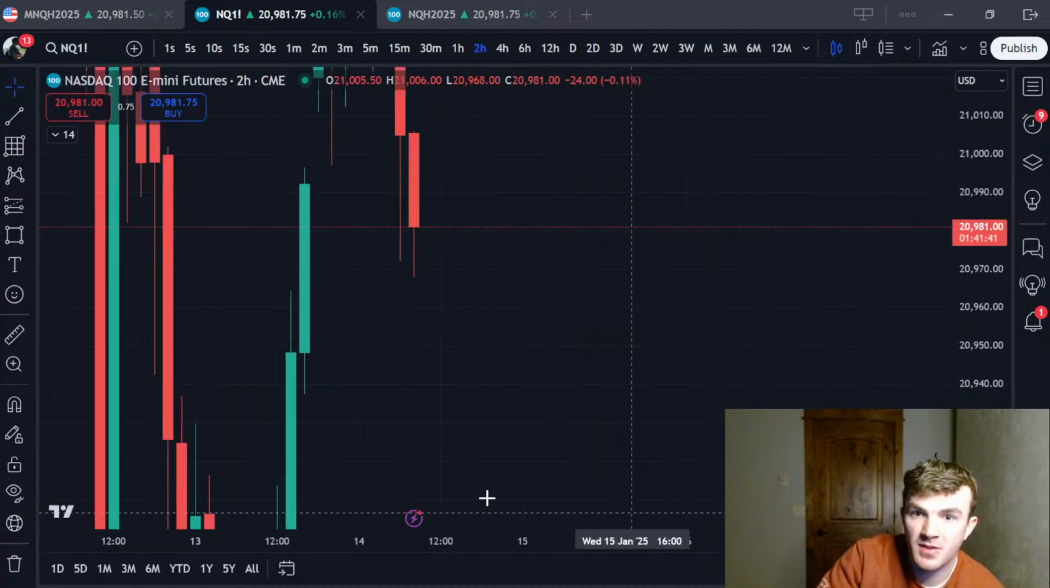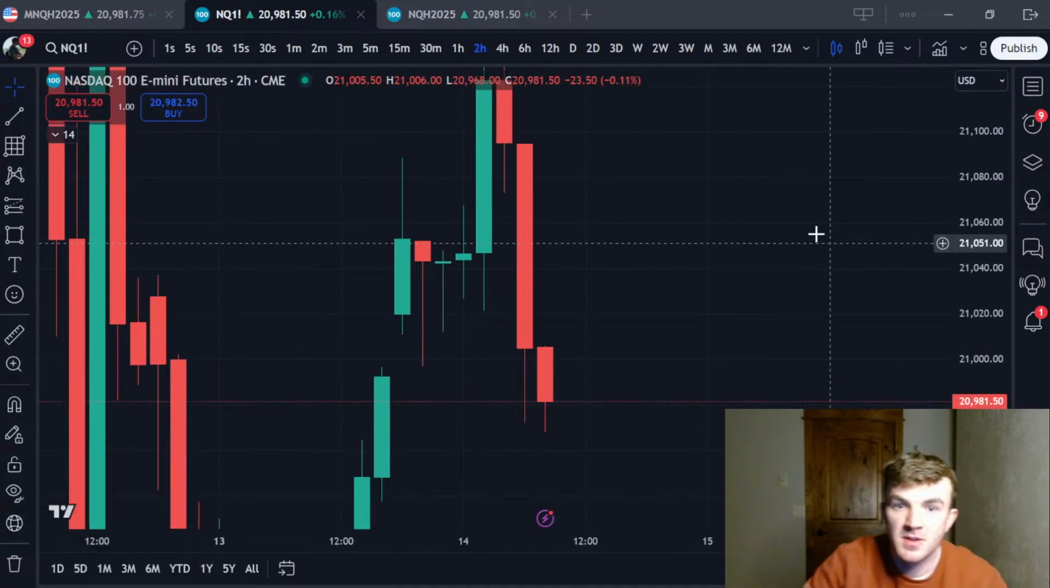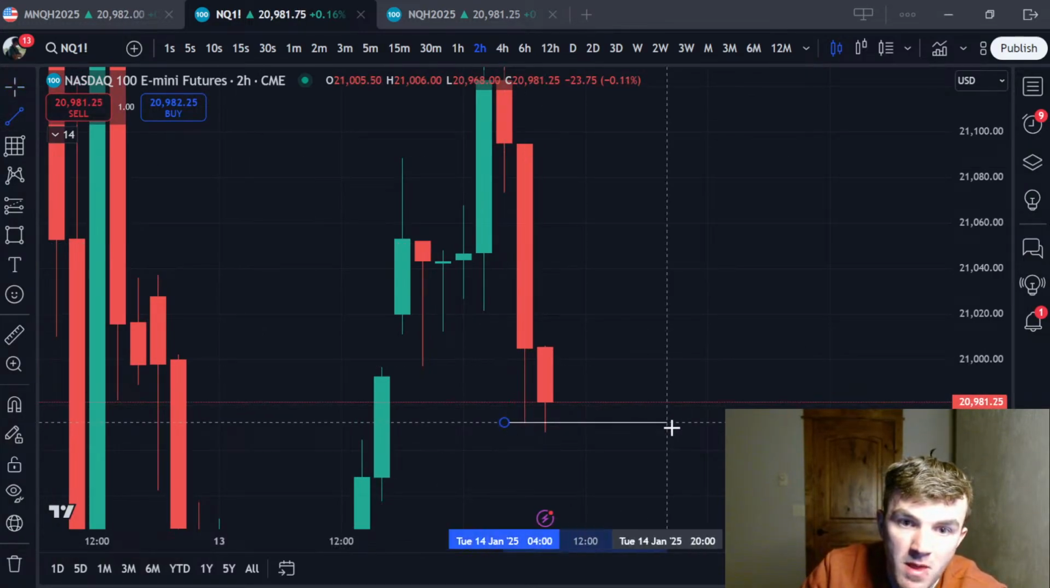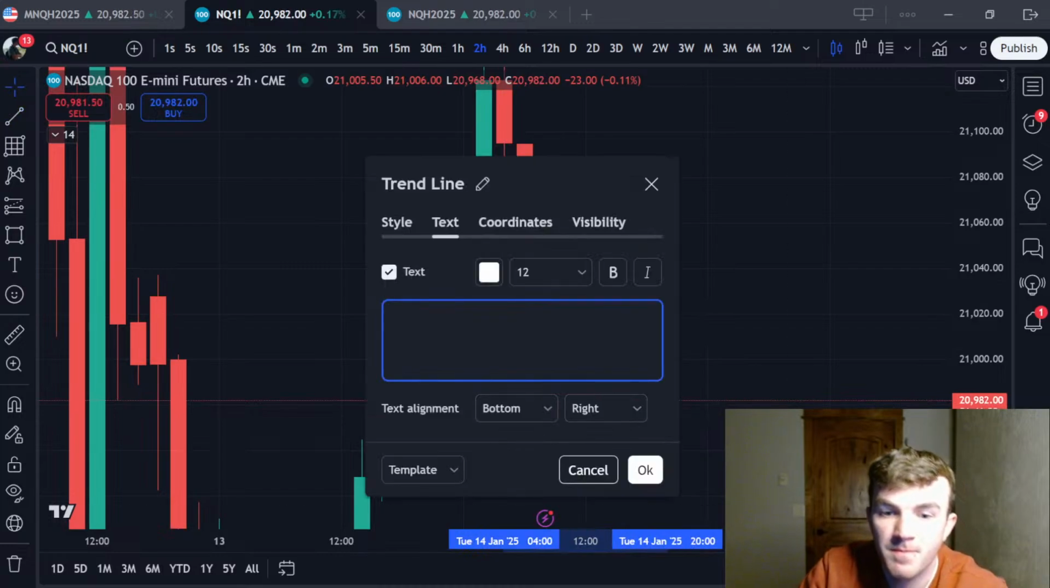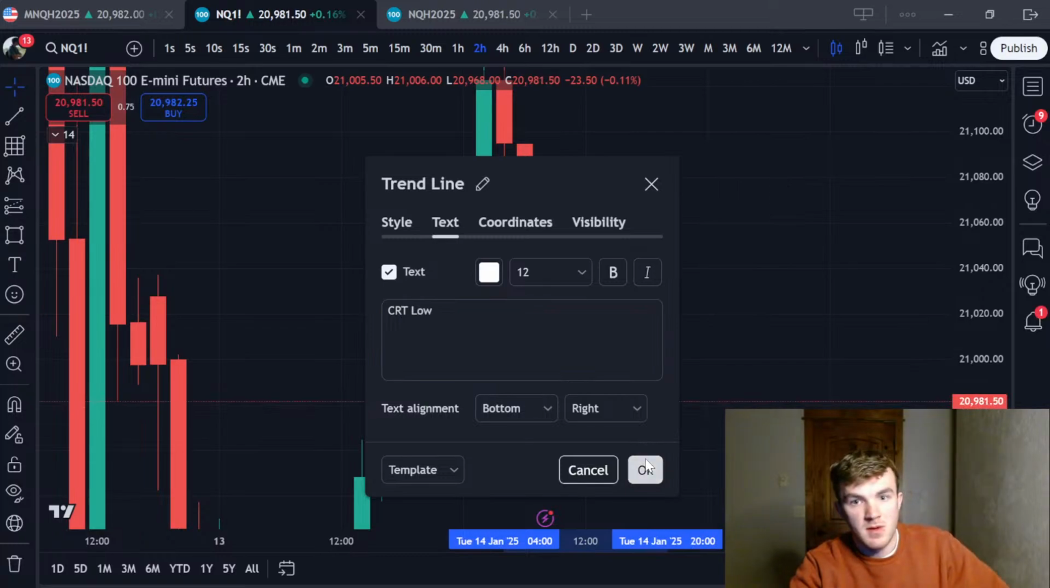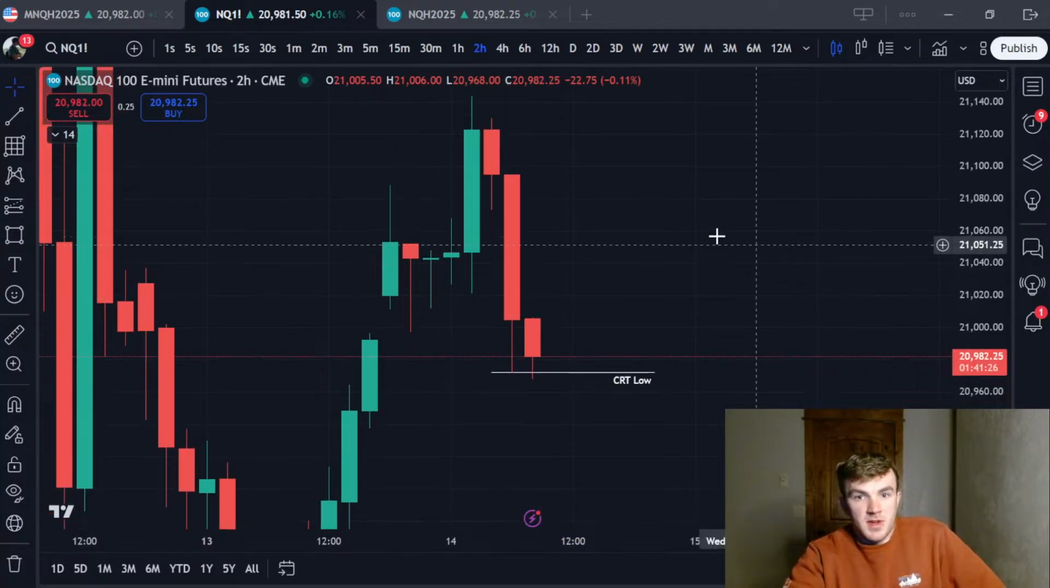But now we have swept out this 2-hour CRT low. If this becomes a 2-hour CRT, right? So we'll just have to see.